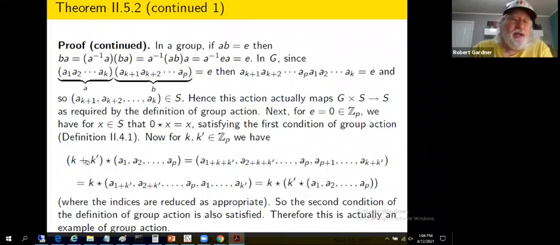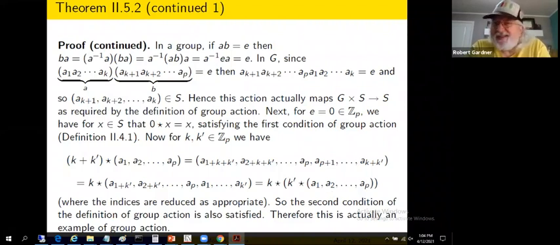So the binary operation of addition interacts with this weird shifting thing in the appropriate way. When it makes sense, you're just adding things together. Modulo P probably needs to be said somewhere in there. You're just adding things together here in Z sub P. And you shift, and then you shift again. Of course, you get the sum of those shifts in an informal sense. So the second condition of group action is satisfied, and this thing we've defined really is an example of group action.